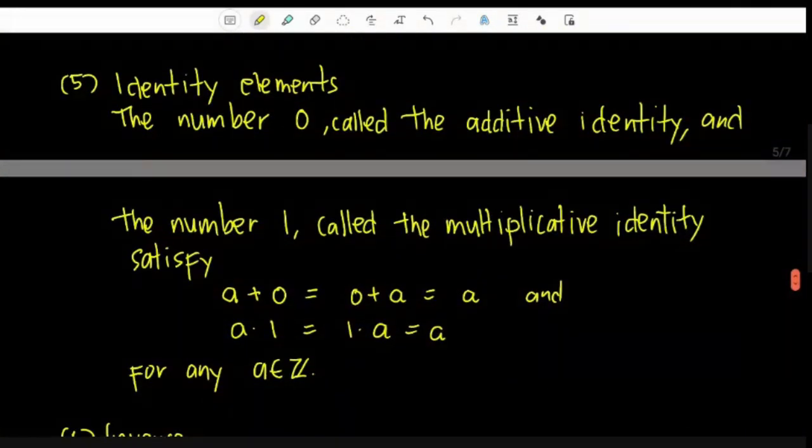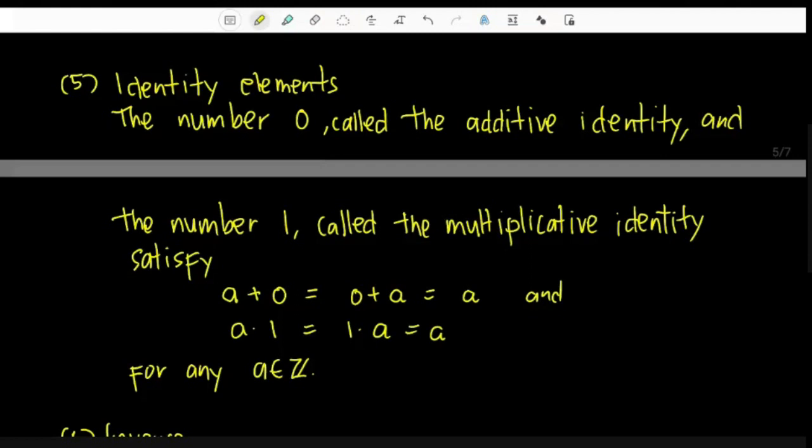The set of integers also contains what we call an additive identity. The number 0 is called the additive identity, and the number 1 is called the multiplicative identity in the set of integers. So what does that mean? For the additive identity, it means that for any number a, if you add 0 to a, from the left or from the right, a plus 0 is equal to 0 plus a, which is the same as a. It's called an identity because it doesn't change the value of a under addition.